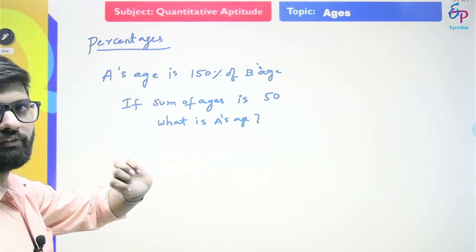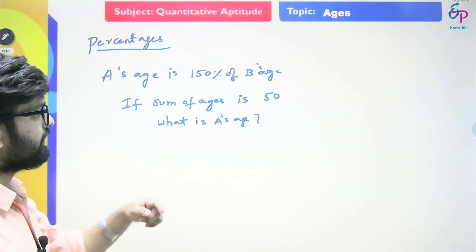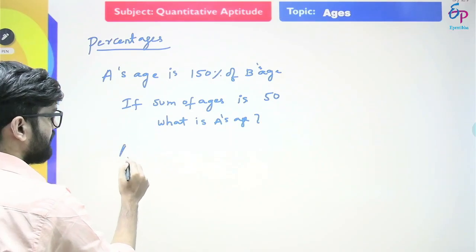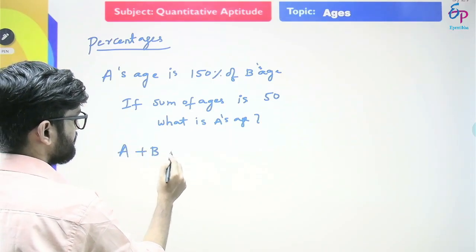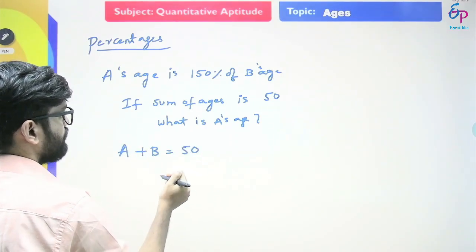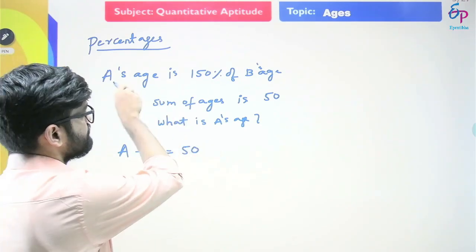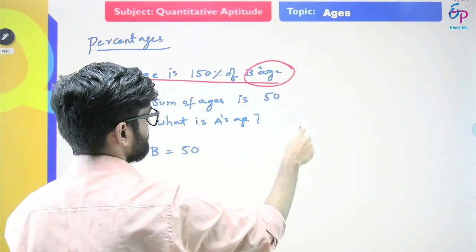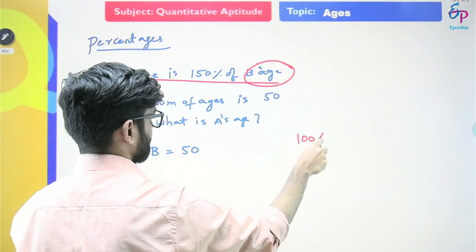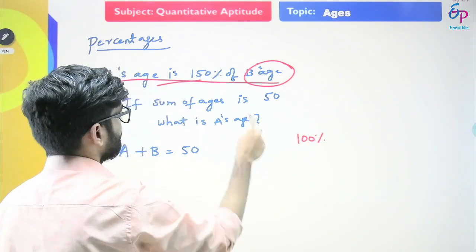So A's age is 150% of B's age. The sum of their ages, A plus B, is equal to 50. Whoever is given last, the last person's age, as we have seen in percentages also, you have to take as 100%. So this will be 150%, right?